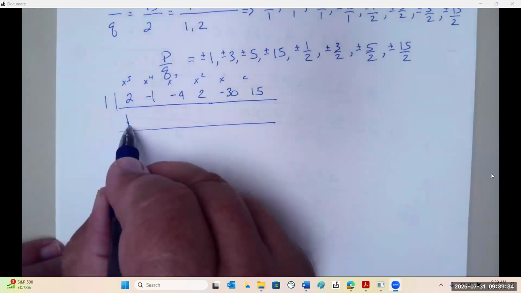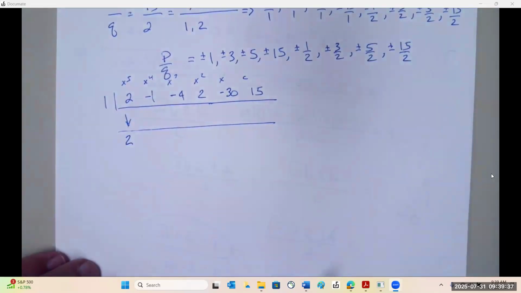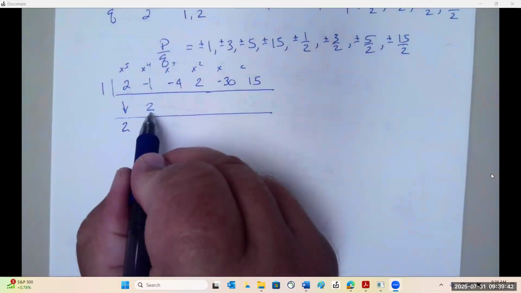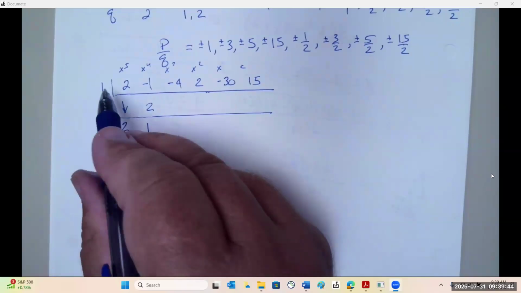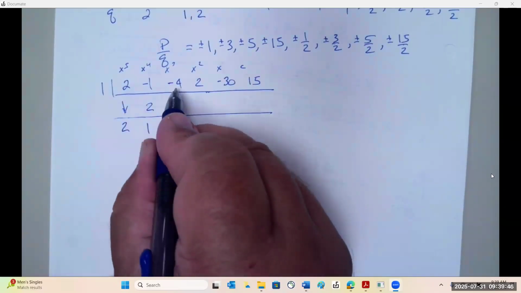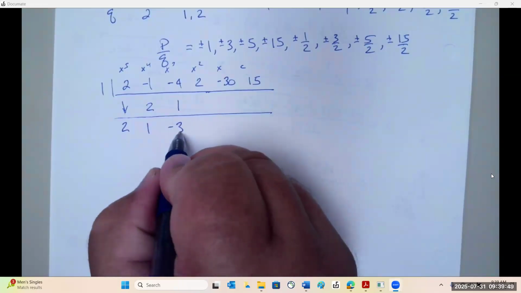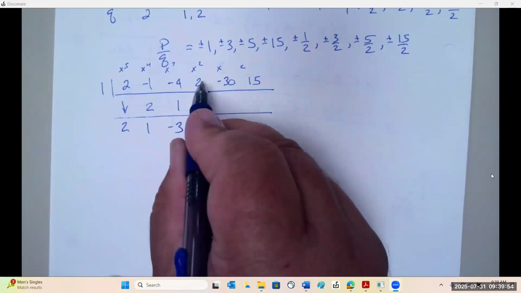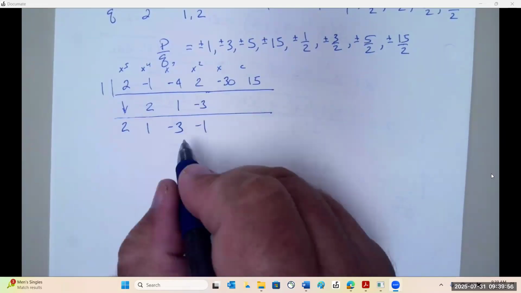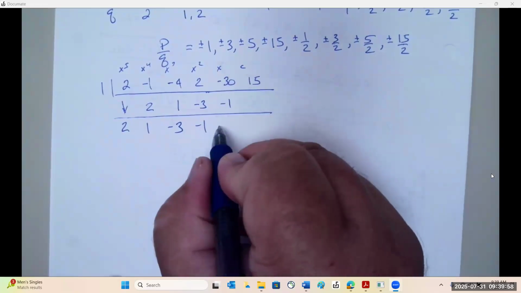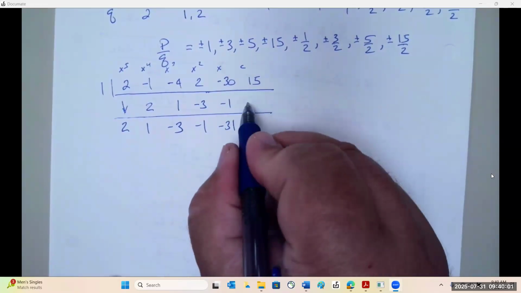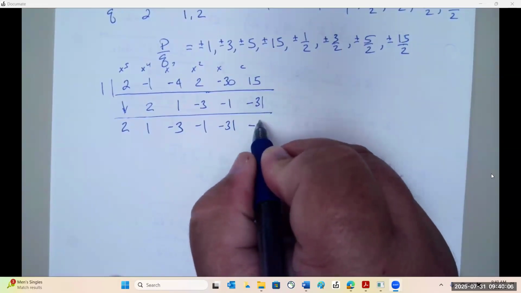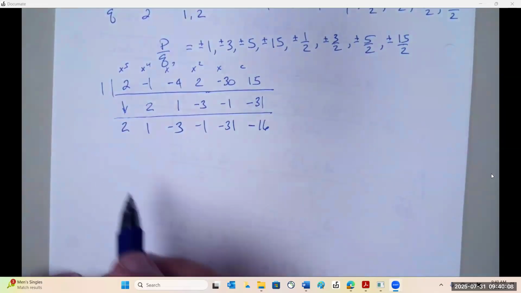Bring down the first term. Start the process. 1 times 2 is 2. 2 minus 1 is 1. 1 times 1 is 1. Negative 4 plus 1 is negative 3. 1 times negative 3 is negative 3. Plus 2 is negative 1. Negative 1 plus negative 30 is negative 31. Minus 15 is negative 16. So 1 doesn't work.